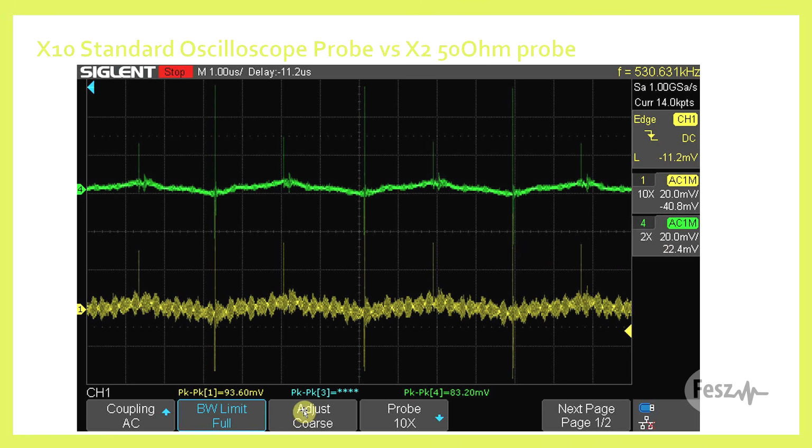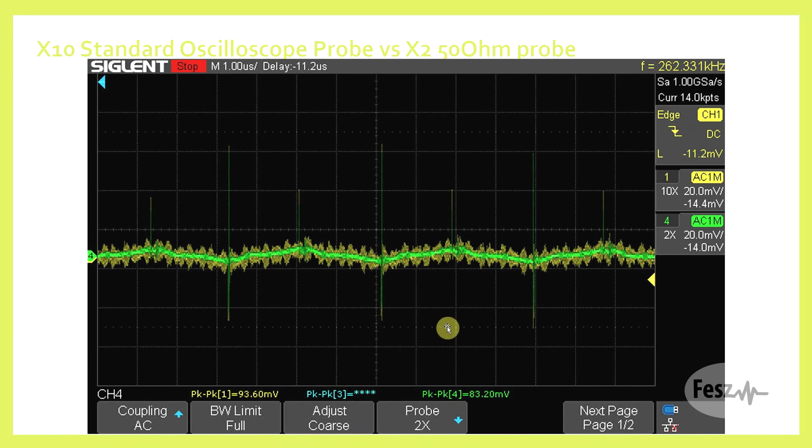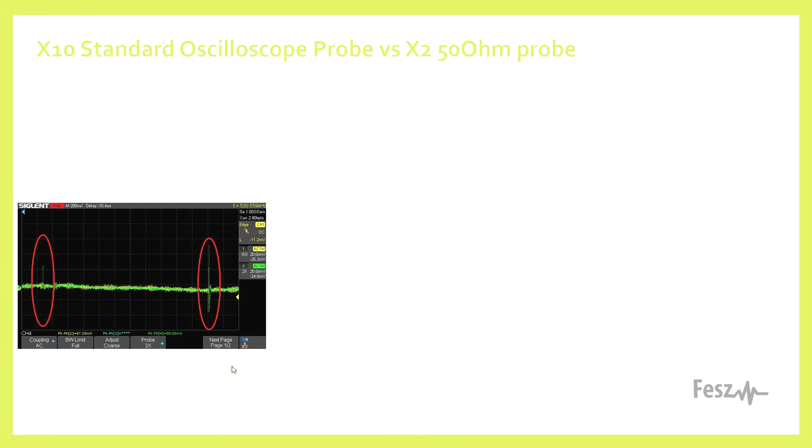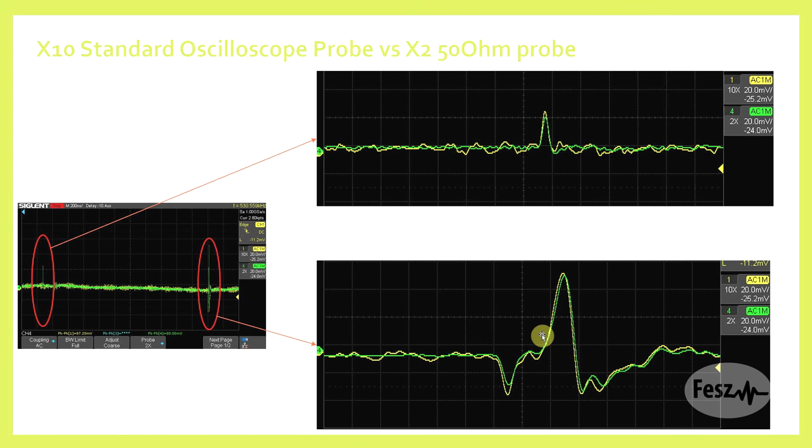Peak-to-peak values are similar, the yellow trace being a bit larger, but as before, if we overlap the two traces, these are the same. It's just that the yellow is a bit more noisy. Next, just to confirm that both probes are measuring the same noise, let's zoom in into the switching transitions. And here we can see that both probes are measuring more or less the same thing. The various deviations can be attributed to the noise which is present in the X10 probe.